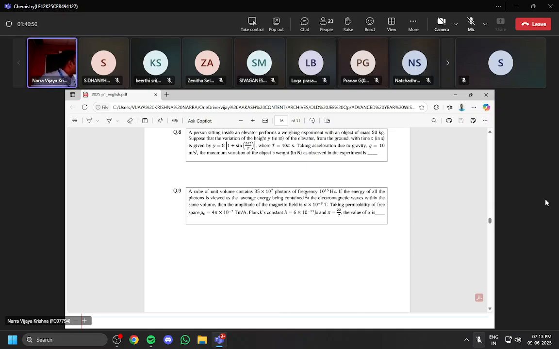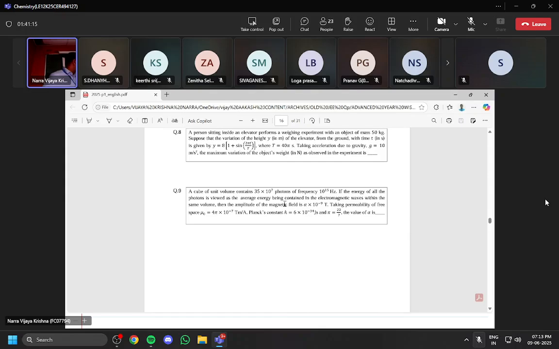35 into 10 power 7 photons of frequency 10 power 15 Hz. If the energy of all these photons is viewed as an average energy being contained in electromagnetic radiation. Means the number of photons is given, their frequency is given. How will you calculate energy? nh nu. So we calculated energy, right?